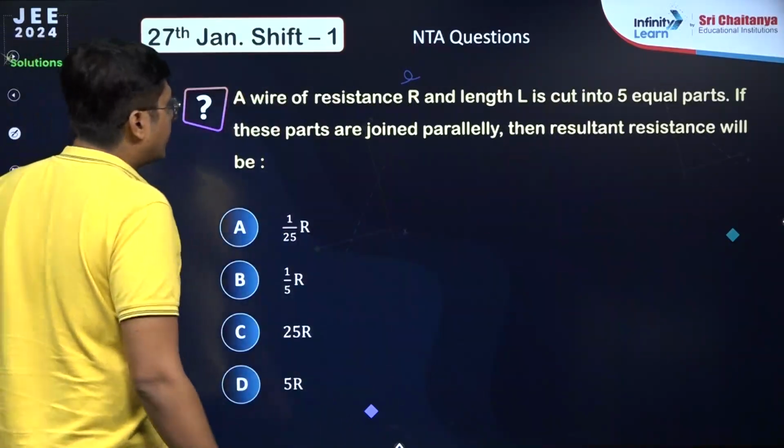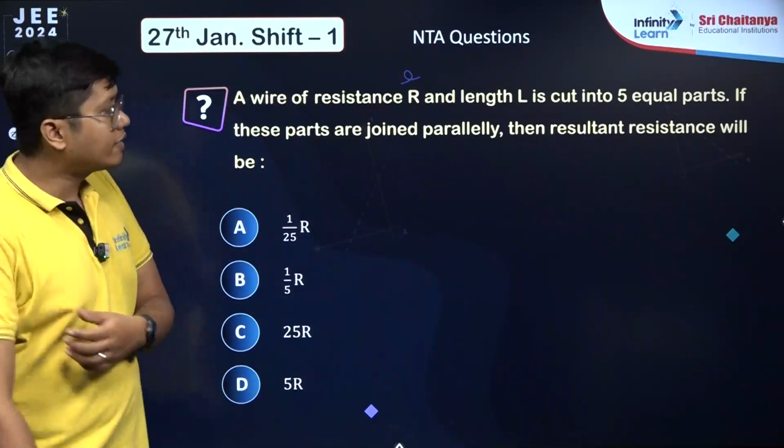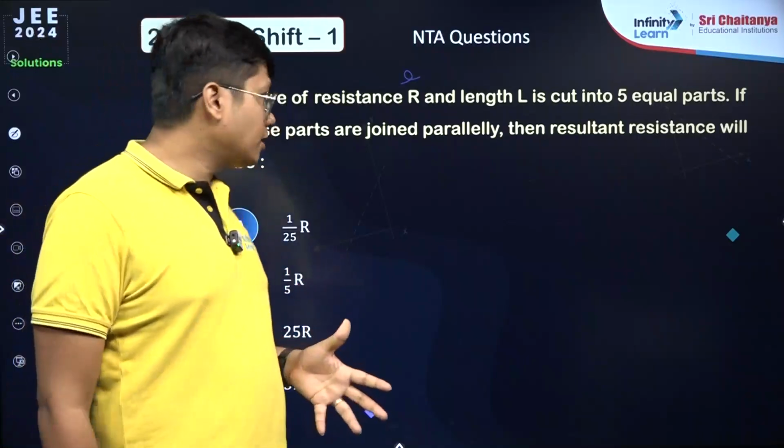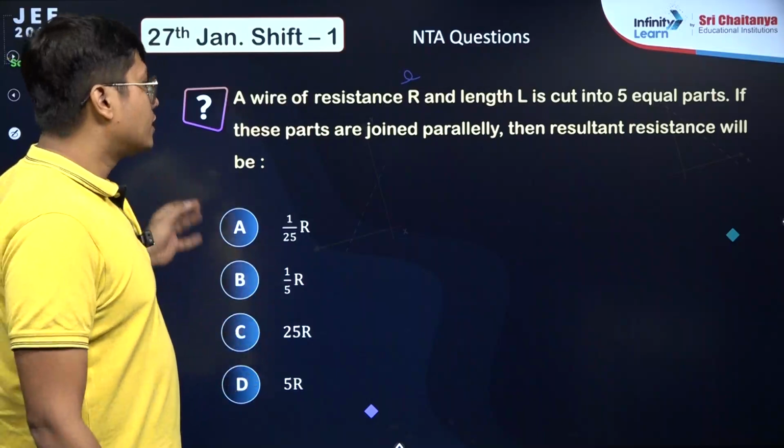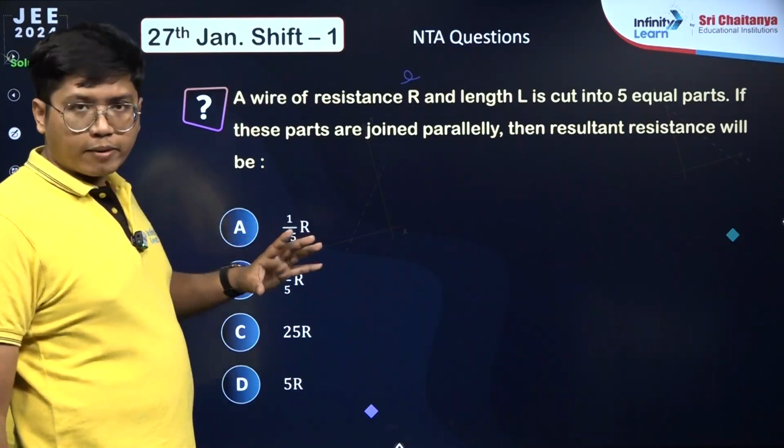Next question says a wire of resistance R, length L is cut into 5 equal parts. If these parts are joined parallelly, then what is the resultant resistance going to be?